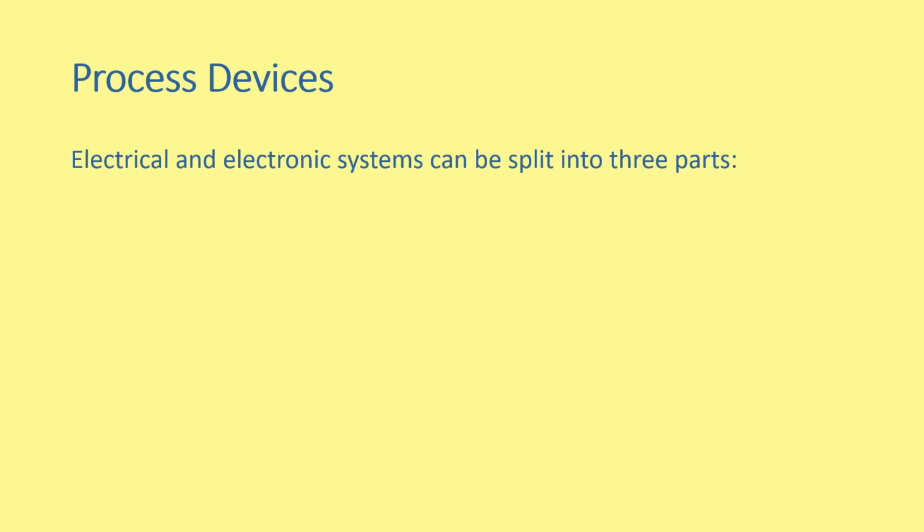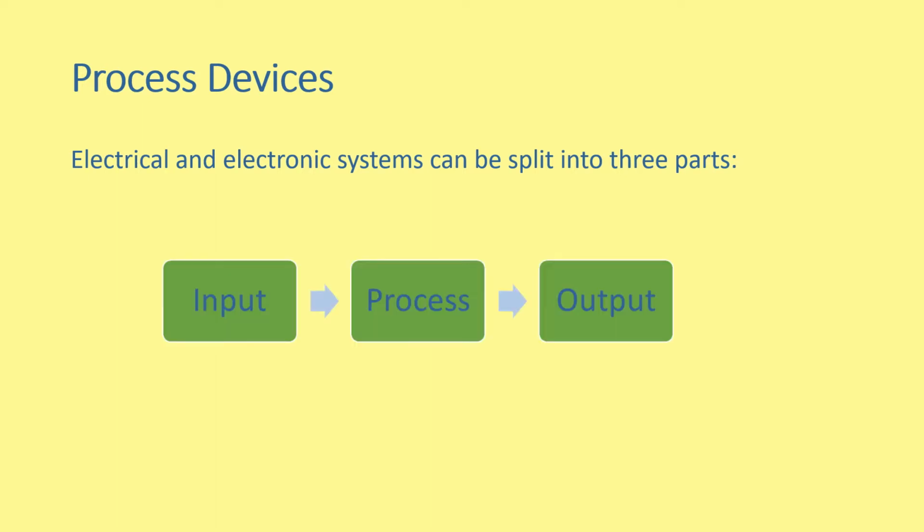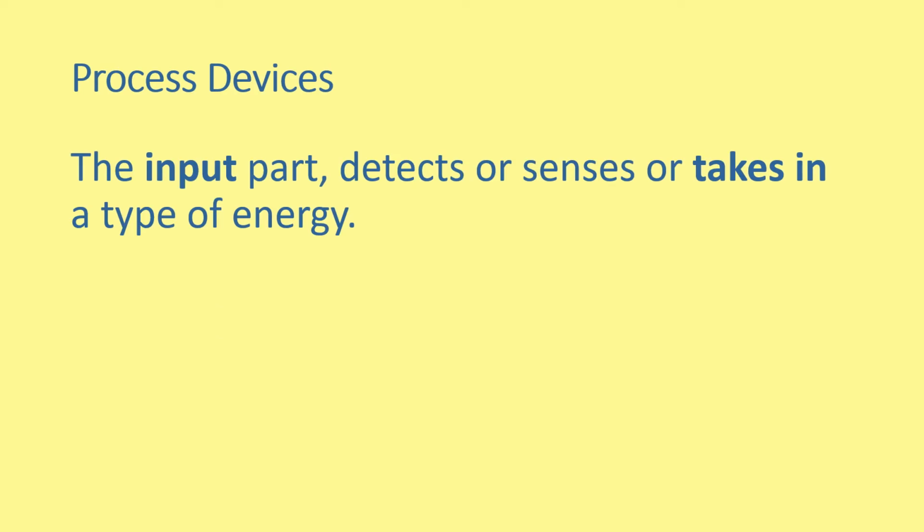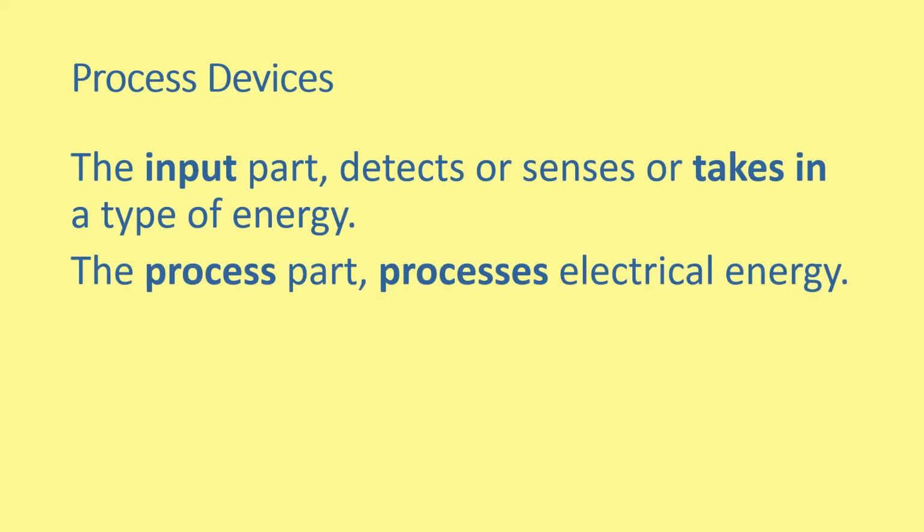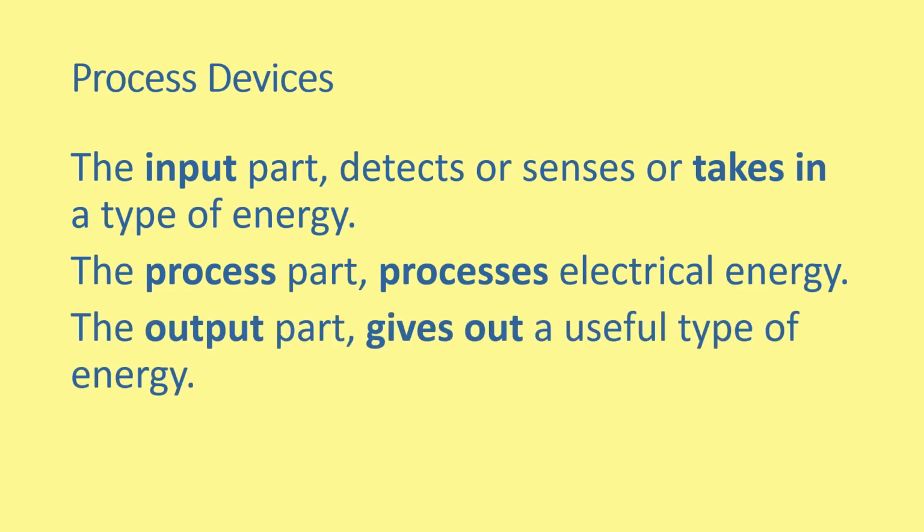Remember, an electronic system can be split into three parts: input, process, and output. The input part detects or senses or takes in the type of energy. The process part processes that electrical energy, and the output part gives out a useful type of energy.